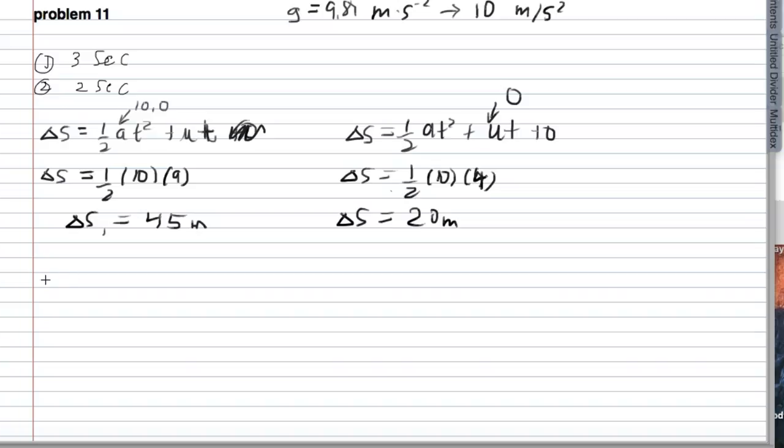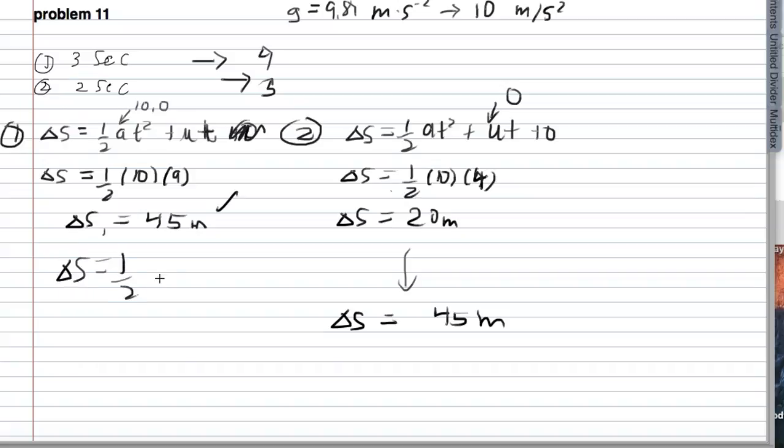So let's try. After one more second goes by, this has been falling for 4 seconds, and this has been falling for 3 seconds. So we know that after 3 seconds, this thing will actually be at 45 meters because we calculated that here. So this is ball number 1, this is ball number 2. Now let's figure out what happens after 4 seconds. So delta S equals 1/2 times 10 times 4 squared. And I'm getting that we're at 80 meters.